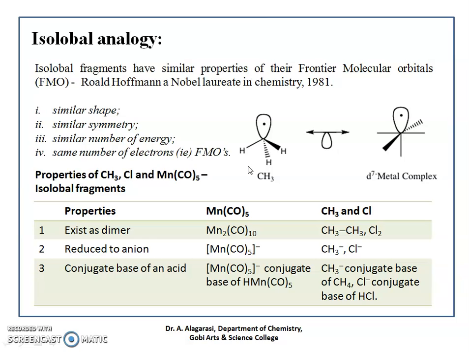Similarly, 18 electron compounds will be isolobal to the 8 electron system, and 16 electron compounds will be isolobal to the 6 electron compounds. This can be proved if you see the properties of CH3 and Mn(CO)5. Both these compounds exist as a dimer, and they reduce to an anion. You will get Mn(CO)5 minus, as well as for CH3, in the case of Grignard reagent, you will have CH3 minus, and they are the conjugate base of an acid. So these two compounds are isolobal analogs to each other. They are not identical, but they are similar.